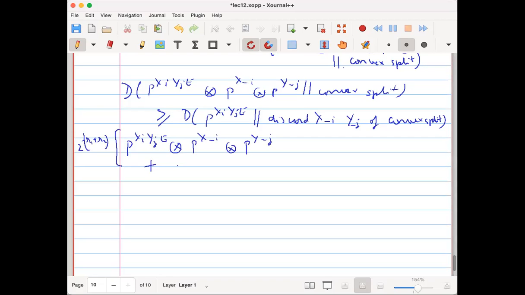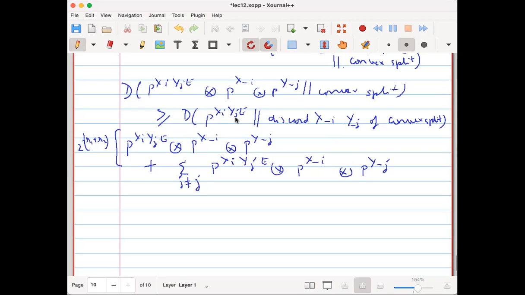Then there was another term, or a bunch of terms. These terms arise from j prime not equal to j. So that is p_{x_i} tensor y_j prime, e tensor p_{x minus i} tensor p_{y minus j}. Remember, the convex split state was: choose an i prime, j prime from the sample, from the rectangle, correlate x_i prime, y_j prime, and e together, and keep the rest in tensor product. So now we are concentrating on a fixed pair i comma j.